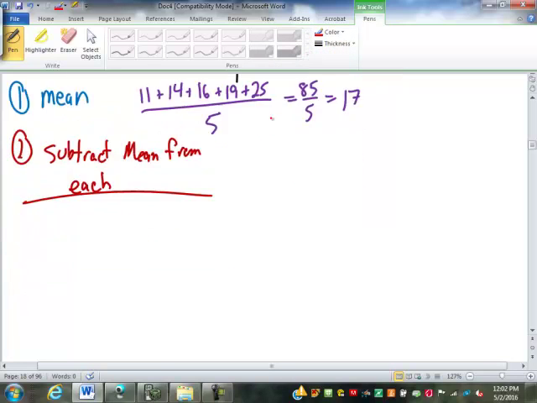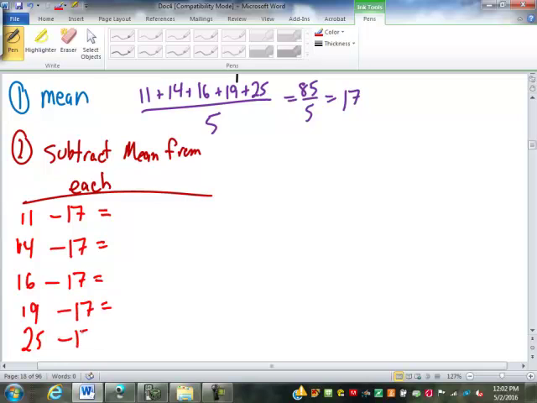So we have 11, 14, 16, 19, and 25. And we are going to subtract 17 from each. So 11 minus 17 is negative 6. 14 minus 17 is negative 3. 16 minus 17 is negative 1. 19 minus 17 is a positive 2. And 25 minus 17 is 8.